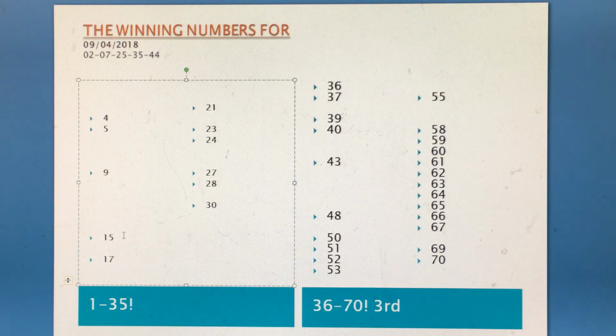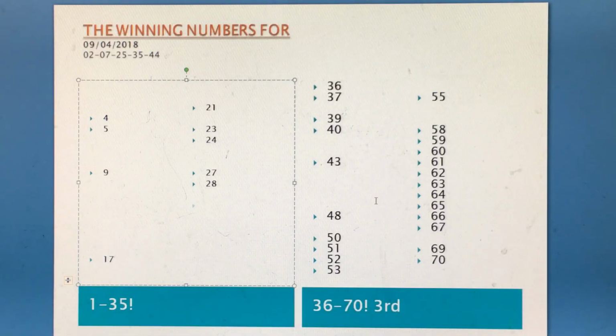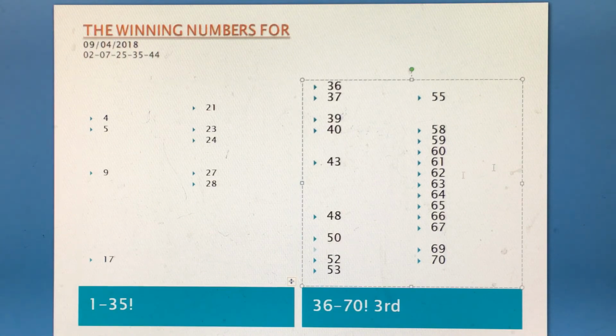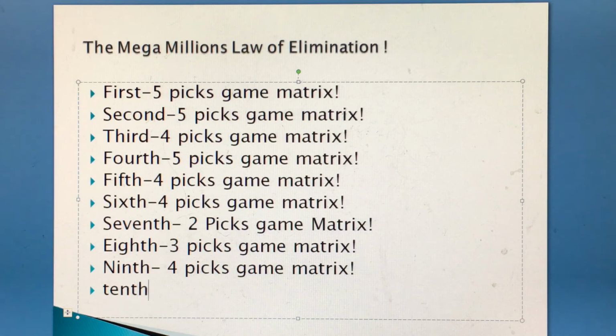So this will be eliminated. This will be eliminated. The third combination, this will be eliminated. This will be eliminated. And this will be eliminated. So we have 5 picks from the 10th drawing. Wow. Now we are left with about 32 combinations.